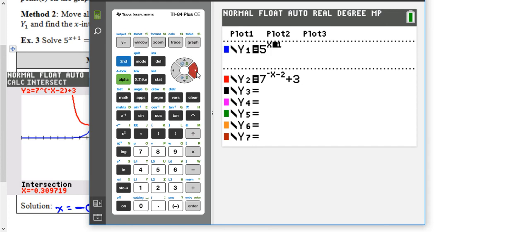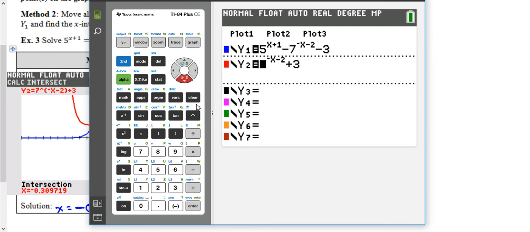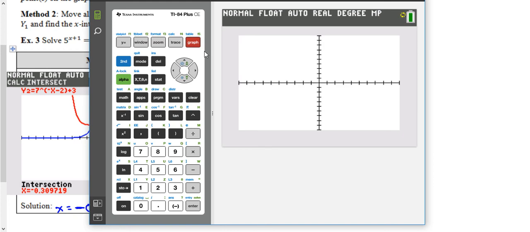So under y1 I just want to subtract off this equation. And a reminder that that subtraction is only in front of the 7 there, it doesn't change any of the variables there, and minus 3 there. And under y2 I'm going to put 0, and again hit graph. And there we go, we have our graph going up. Again, second trace option 5, enter, enter, enter, gets us to that same intersection point.